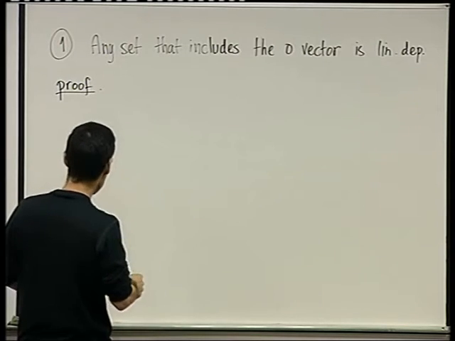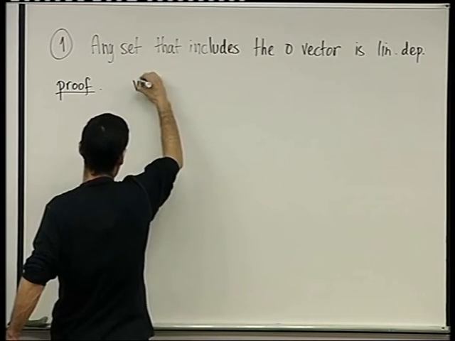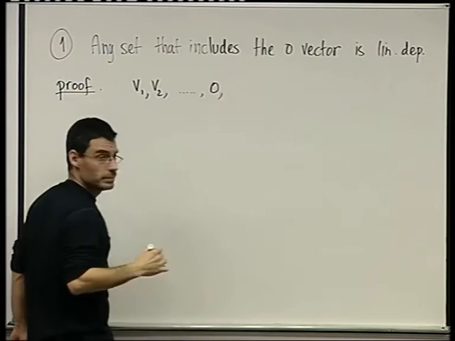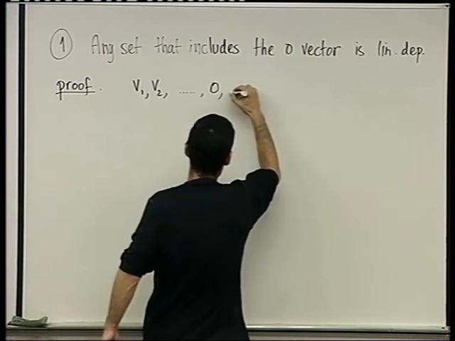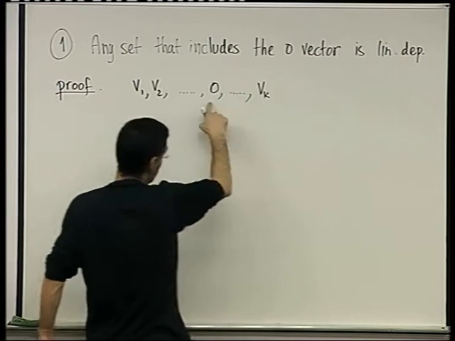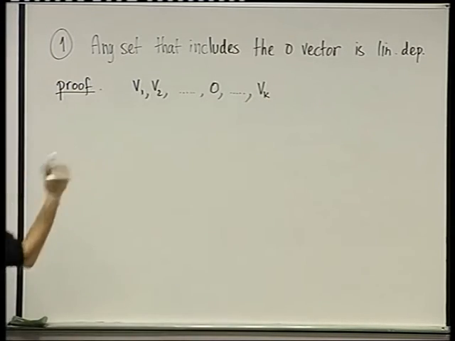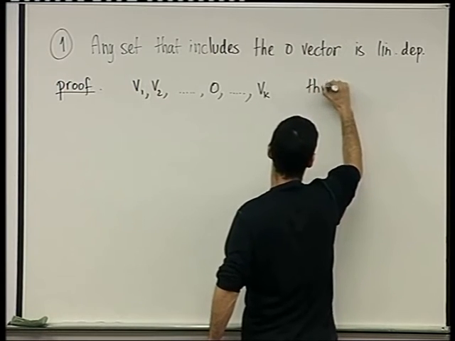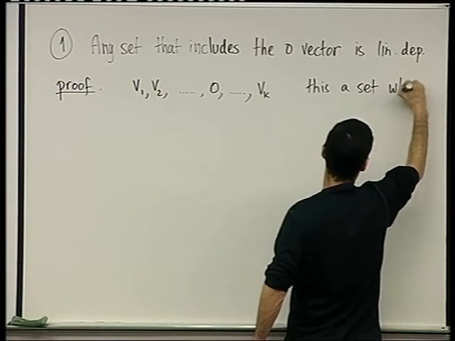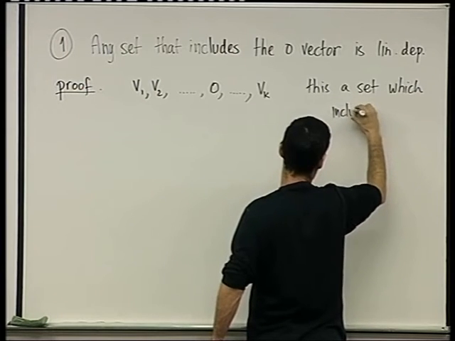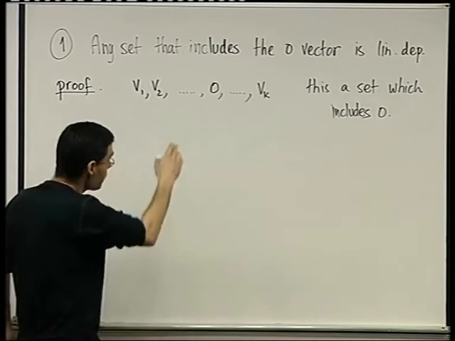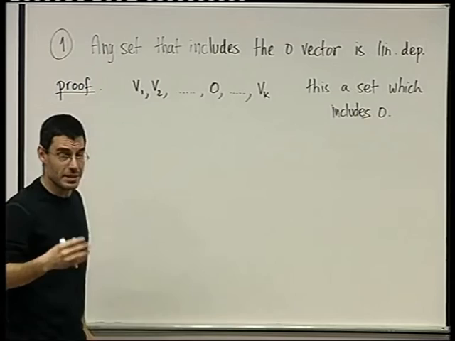So here's the set. Our set is of the form v1, v2. Somewhere here there's the zero vector, right? And then there are a bunch of others, up to vk. The zero vector can be vk, it could be v1, I don't know. But this is a set of vectors that contains the zero vector. Do you agree? In general, that's what it looks like. This is a set which includes 0.